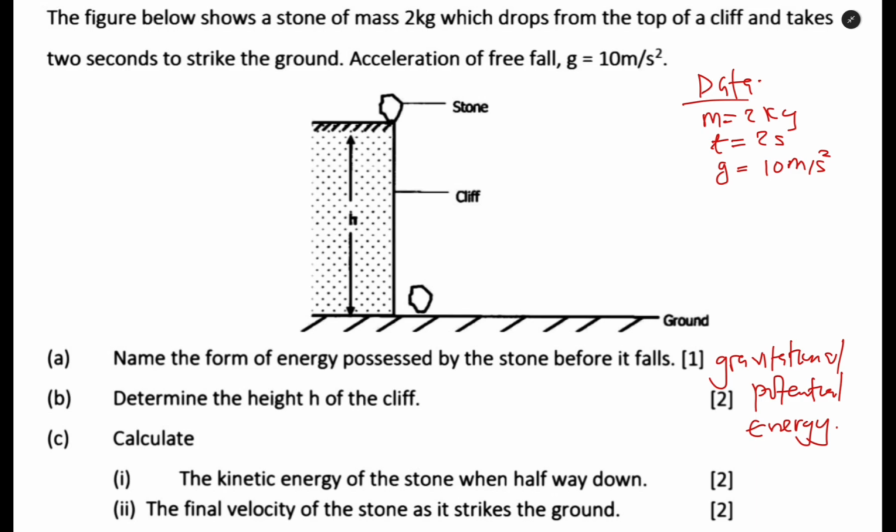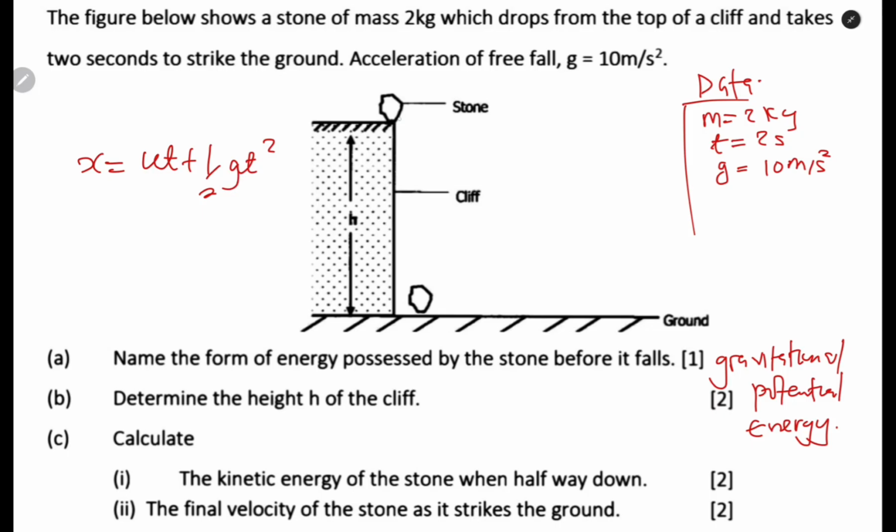Determine the height of the cliff. How are you going to determine the height of the cliff with what you are given? You are given the mass, the time, and also the acceleration due to gravity, or acceleration of free fall. Since you are given acceleration of free fall, you can look at the formulas. Which one are we going to use? We are going to use x equals ut plus half at squared, or g, since we are looking at gravity.